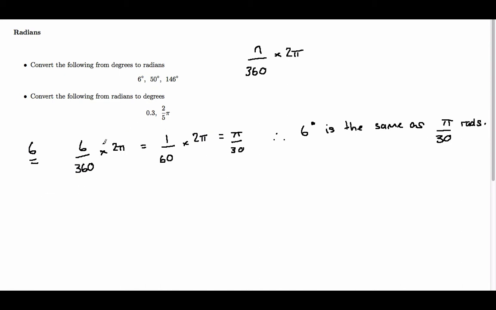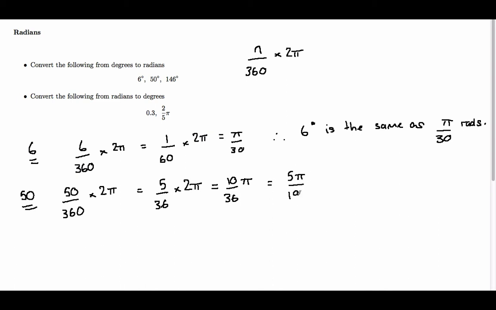So following a similar procedure for 50 degrees, we say we have 50 over 360 multiplied by 2 pi. Now 50 over 360 we will write as 5 over 36 times 2 pi, and that gives us 10 over 36 pi. So we see that 50 degrees is equivalent to 10 pi over 36, and 10 pi over 36 can be written as 5 pi over 18.